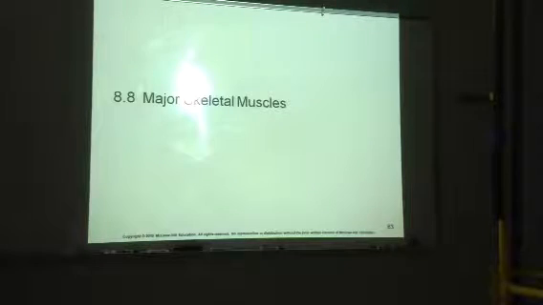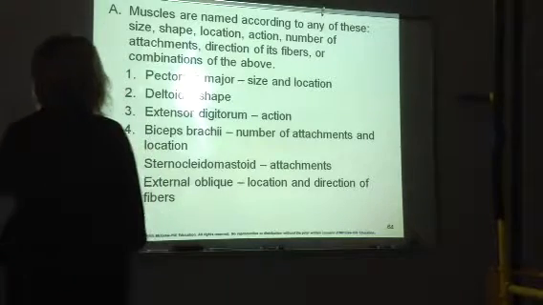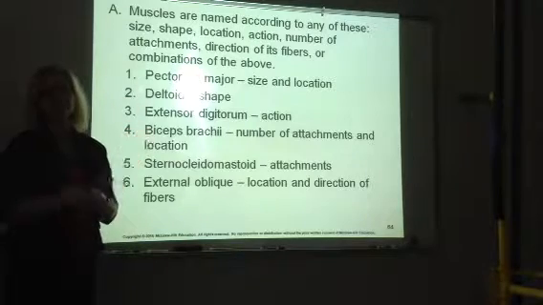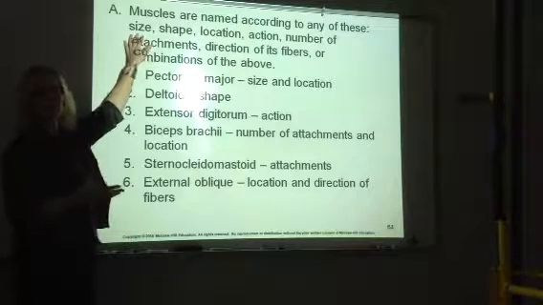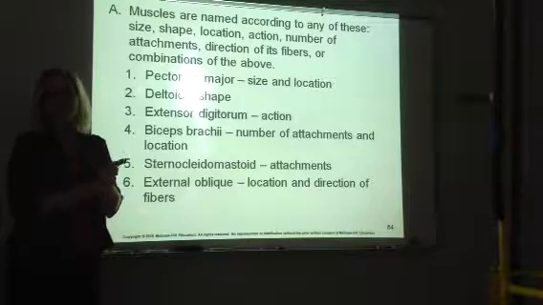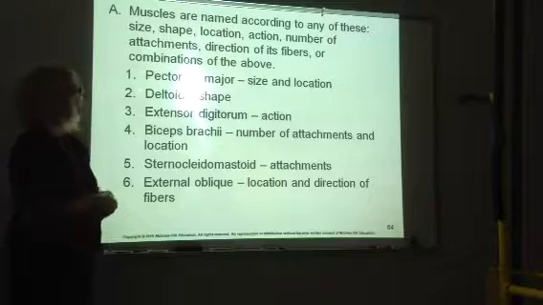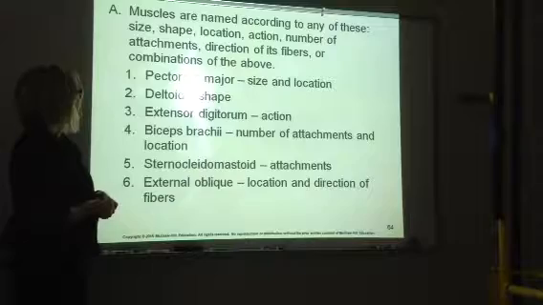Okay, we're going to finally start actually looking at the actual muscles of the skeleton. So some of the main ones, and these ones would have been on your origin insertion sheet. Muscles are named according to certain reasons. Size, part of it deals with their size. Shape, location, action, what they do. Number of attachments like biceps, triceps, direction of its fibers, or any combination of the above.